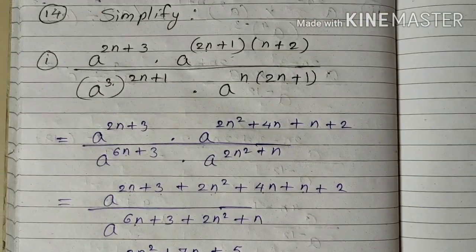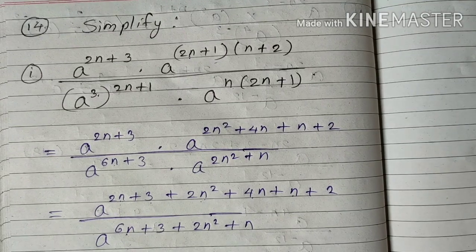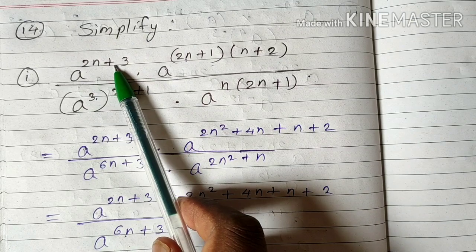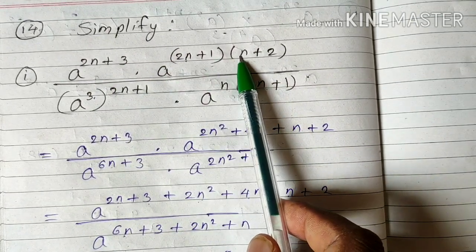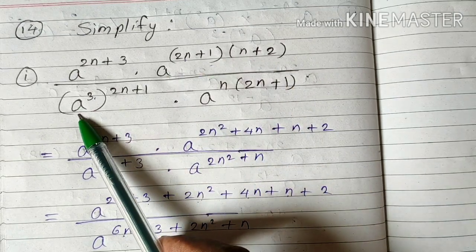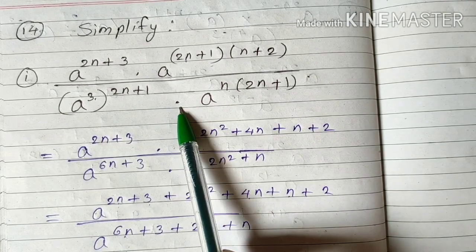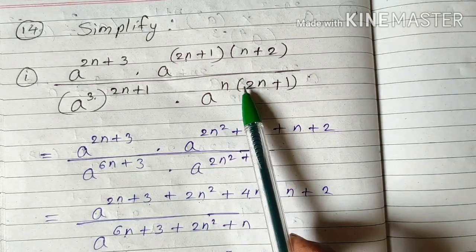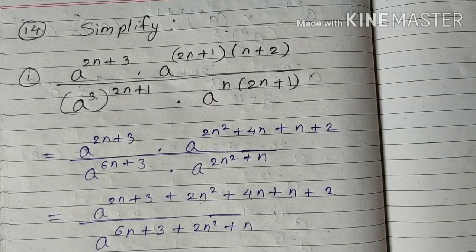Now this is the last question. Question number 14. Simplify. A raised to 2n plus 3 multiplied by a raised to 2n plus 1, again it is multiplied by n plus 2, in the denominator a raised to 3, whole thing is raised to 2n plus 1, a raised to n, again it is raised to 2n plus 1. And we want to simplify it.